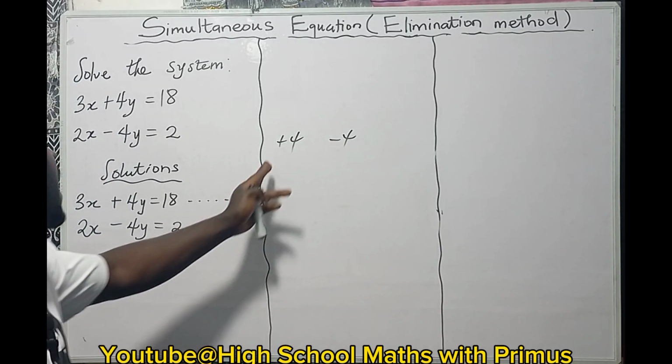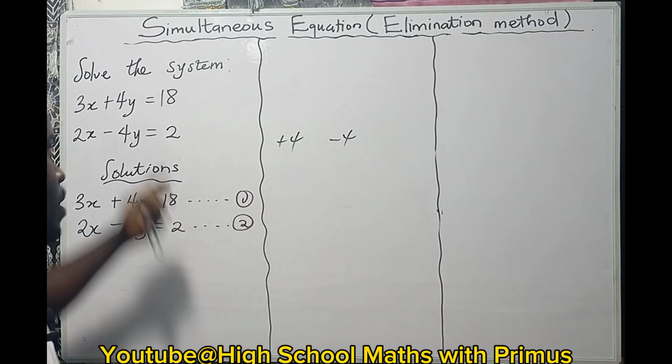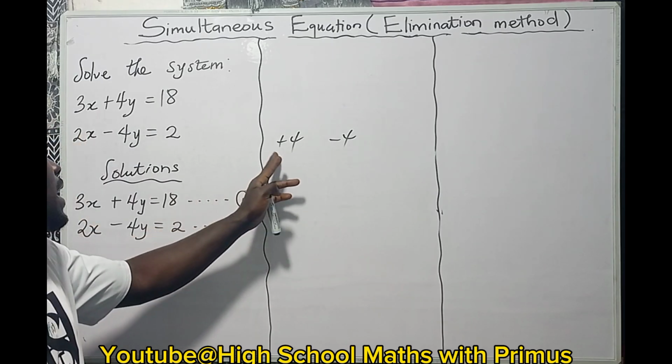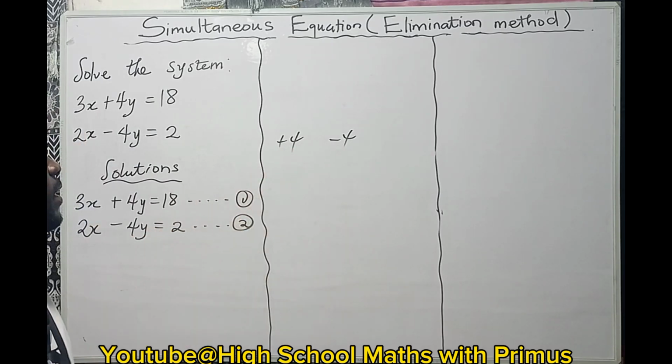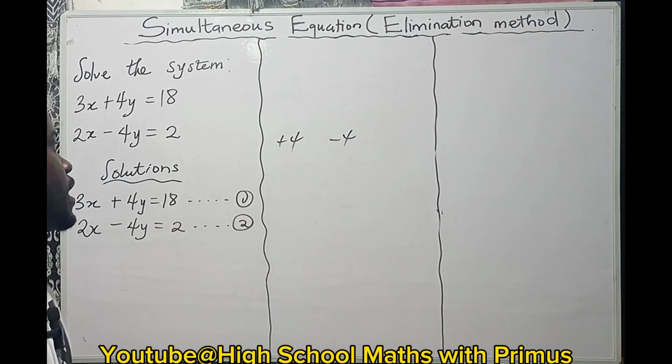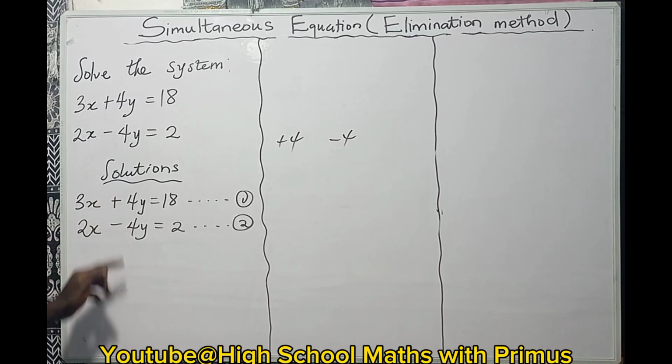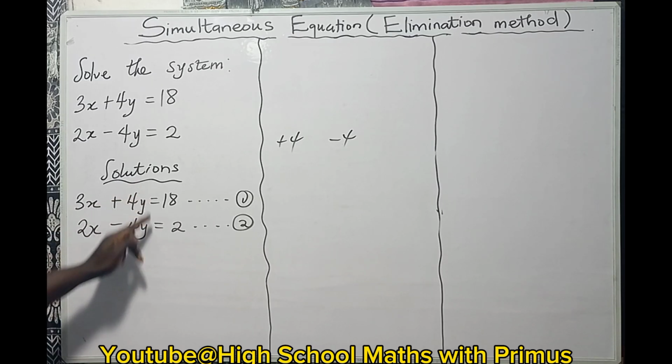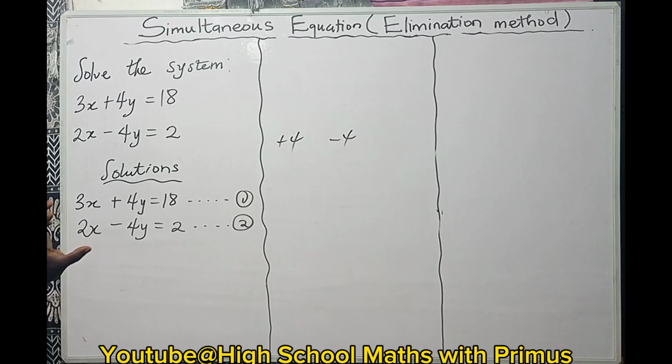Yes, we consider this to be matching because of the categories they said: either they are the same or they are opposite. They are both 4, just that one is positive and one is negative. So we consider this to be a matching coefficient. Since they are matching, we can eliminate the variable y.